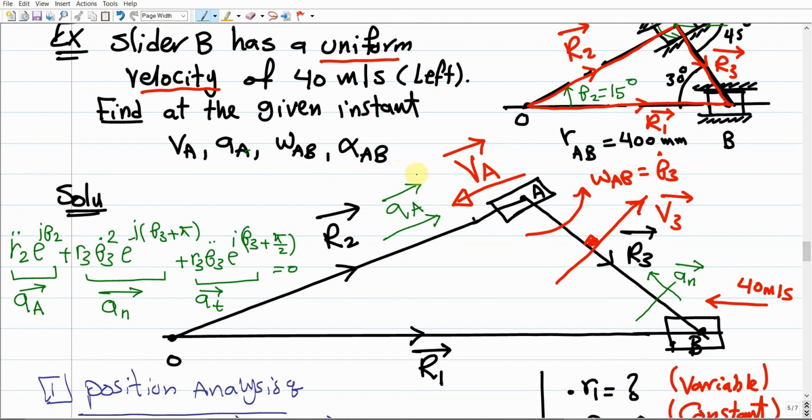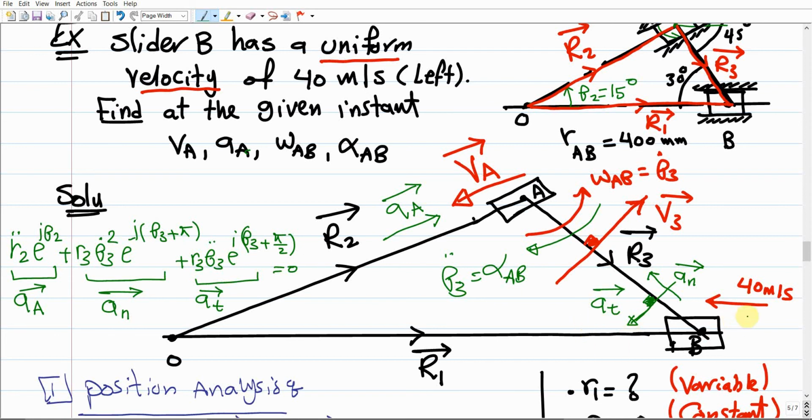So if this is the direction for omega AB, then alpha AB should go opposite to it. Alpha AB, which is theta 3 double dot, is in the clockwise direction. And the tangential component should be normal and go in the same direction as alpha AB, so there should be the A tangential vector of the length AB. And that's it.